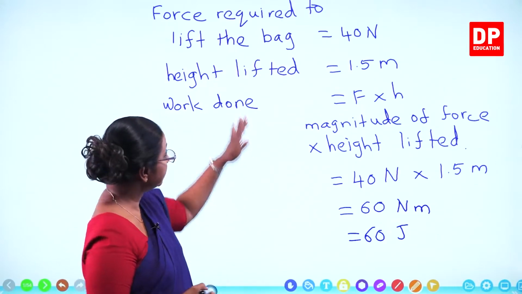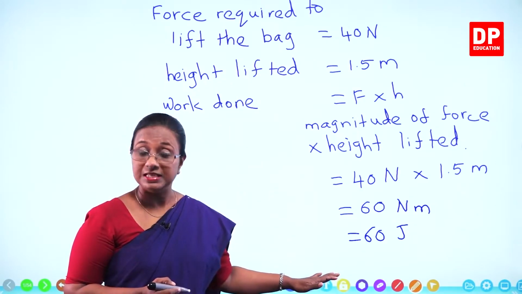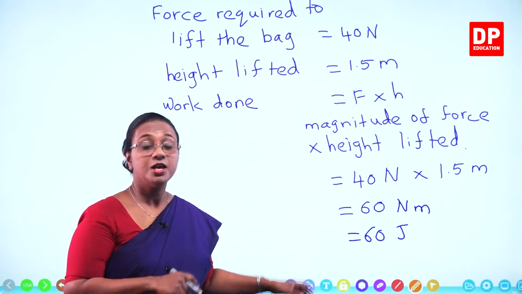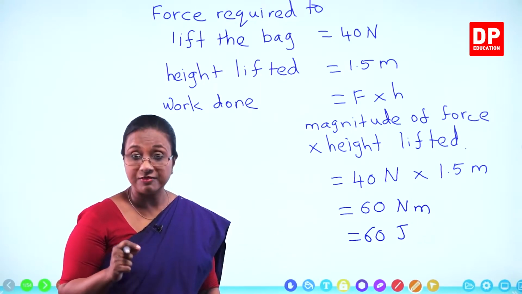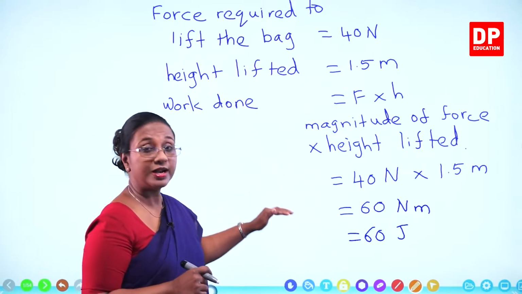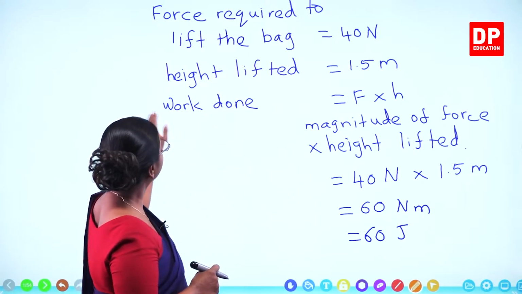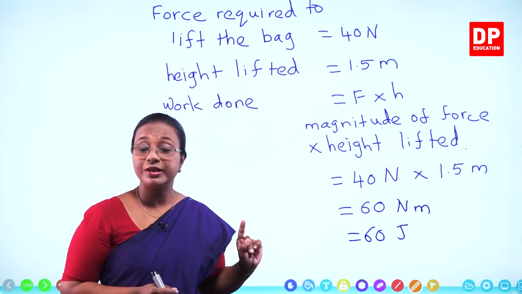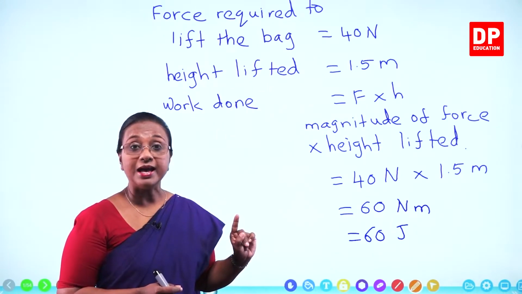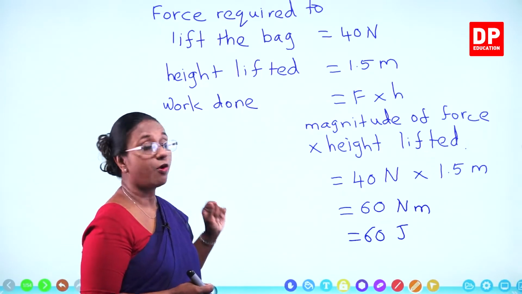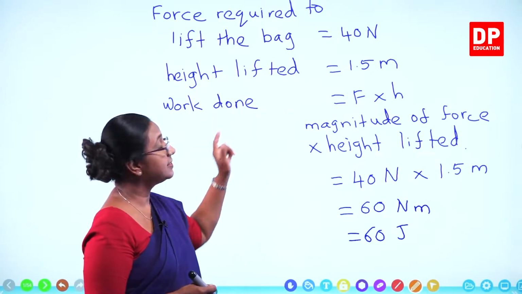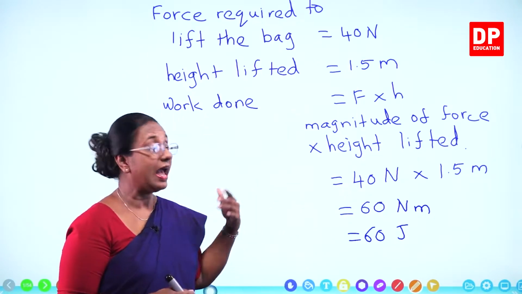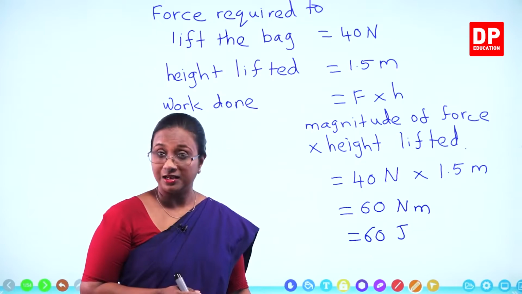So here students, I have written down all the steps in detail. But you all know when you are answering these types of questions, you don't have to write each and every step. As long as you know what is happening there, you can directly write work done. First you can calculate the force required to lift the bag to a certain height. That will be 40 Newton. And then you can say work done equals magnitude of force into height lifted. And then you can do this calculation.